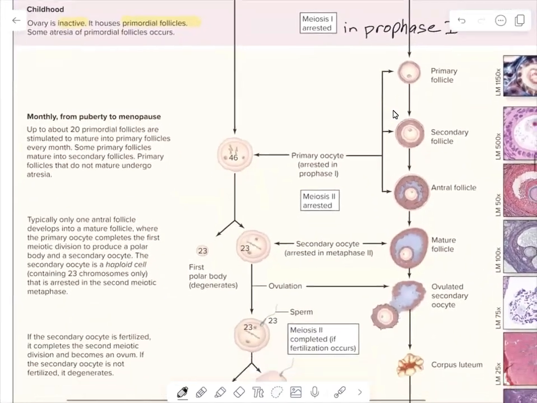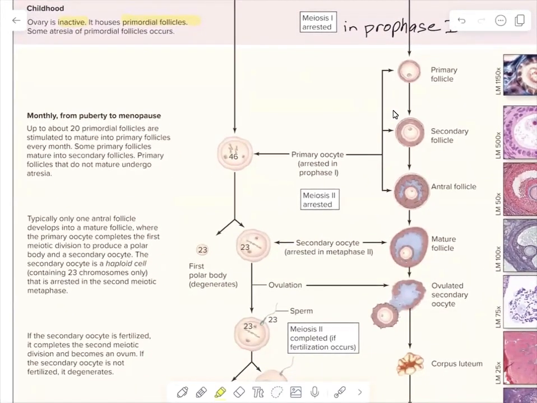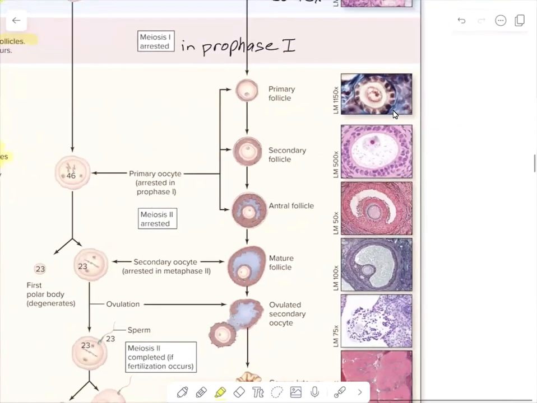Monthly from puberty to menopause, we have these events. About 20 primordial follicles are stimulated to mature into primary follicles every month. Some of those primary follicles mature into secondary follicles, but some of them do not undergo that maturation process. When a follicle is selected, that primary follicle becomes a secondary follicle and eventually an antral follicle. Within those three phases are all primary oocytes, which are still arrested in prophase 1. So again, we still have a diploid amount of chromosomes, 46 total chromosomes.